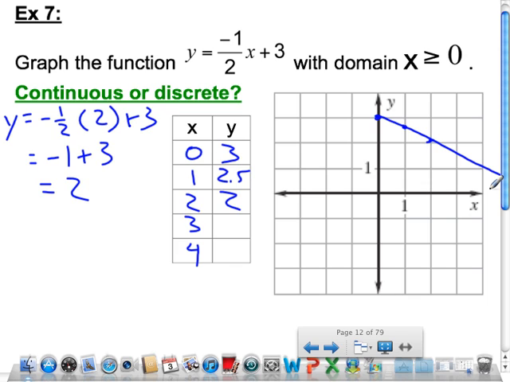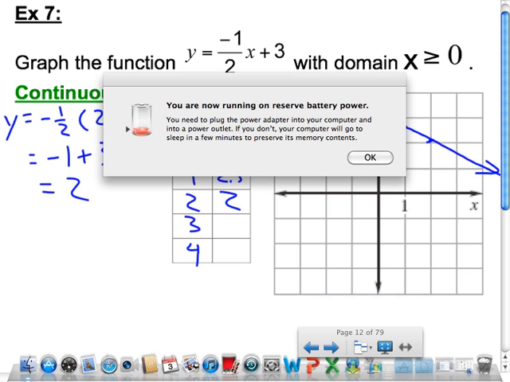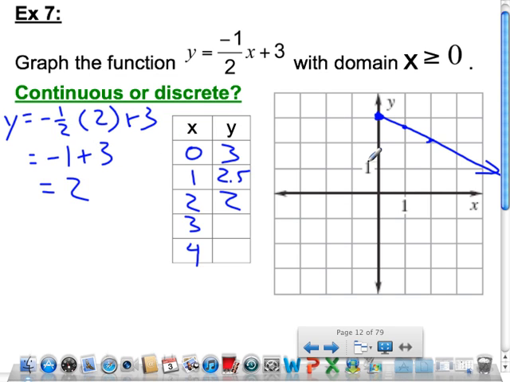Okay, connect your dots. Make sure you put an arrow on this side to show that it keeps going in that direction. Notice I don't have an arrow right here, simply because the graph has to stop at 0. Okay, my domain is restricted. Anytime your domain is restricted, your graph is going to continue in one direction and not in the other most of the time. Obviously, it depends on exactly how we restrict the domain.